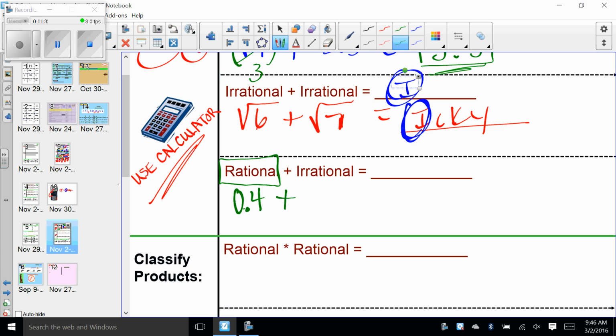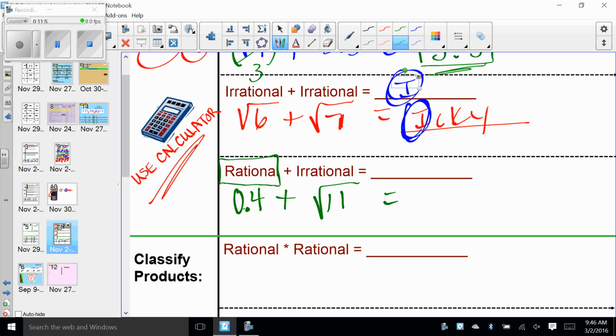Remember, irrational numbers really break down to two things. It's always pi, icky decimal, non-repeating, non-terminating, and icky square roots. So all square roots that never stop, never repeat. So let's take an icky square root, maybe the square root of 11 this time. So we take the square root of 11 and I add it to 0.4.